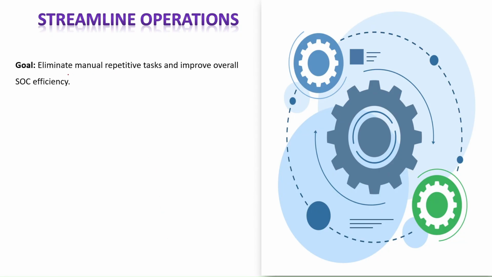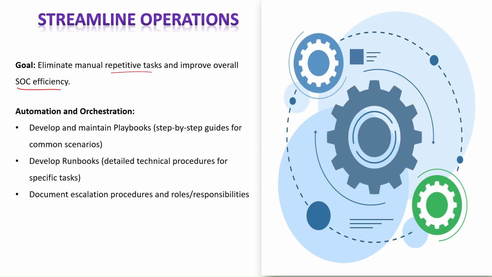Streamline operations: the goal is to eliminate manual repetitive tasks and improve overall security operations center efficiency. So automation and orchestration is to develop and maintain playbooks, which are step-by-step guides for common scenarios, develop runbooks, which are detailed technical procedures for specific tasks, and document escalation procedures and roles and responsibilities.